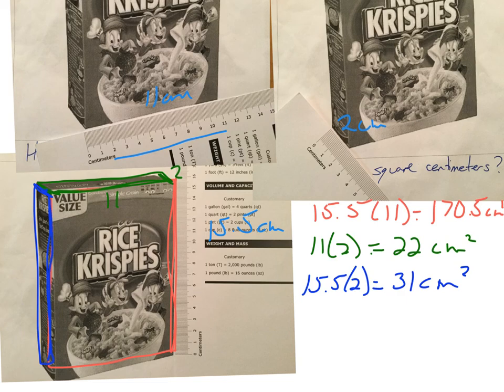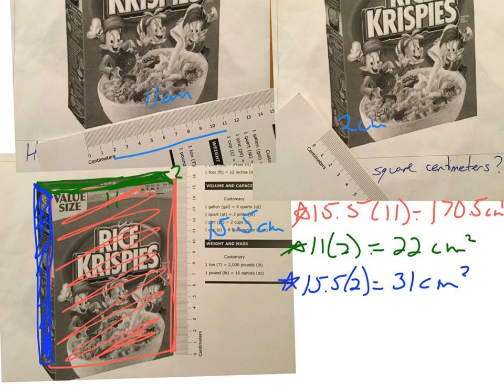Again, the red is the front side. That's this one here. It's the biggest piece, and that's how you got the 170.5 square centimeters. The green is the top, that lid, and that is a 2 by 11, and that's how you got the 22 square centimeters. If you chose to use the right side and left side, the sides of the box as your base, that gets you 31 square centimeters. Any one of those answers is correct.